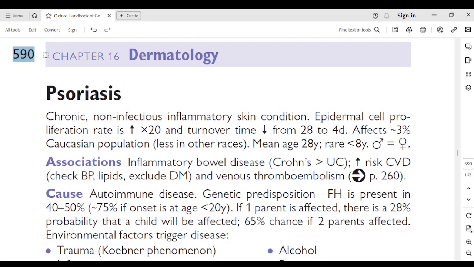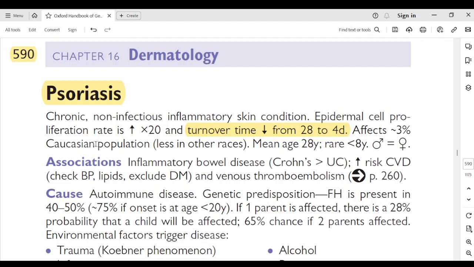Page number 590, psoriasis. A chronic non-infectious inflammatory skin condition. The epidermal cell proliferation rate is more than 20 times and the turnover time is reduced from 28 to 4 days. So skin turnover time is reduced from 28 days to 4 days and epidermal cell proliferation is also increased.